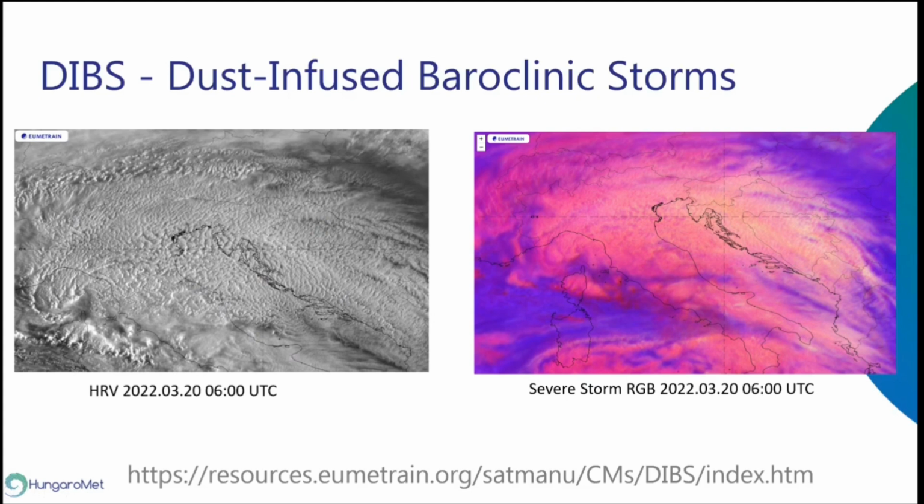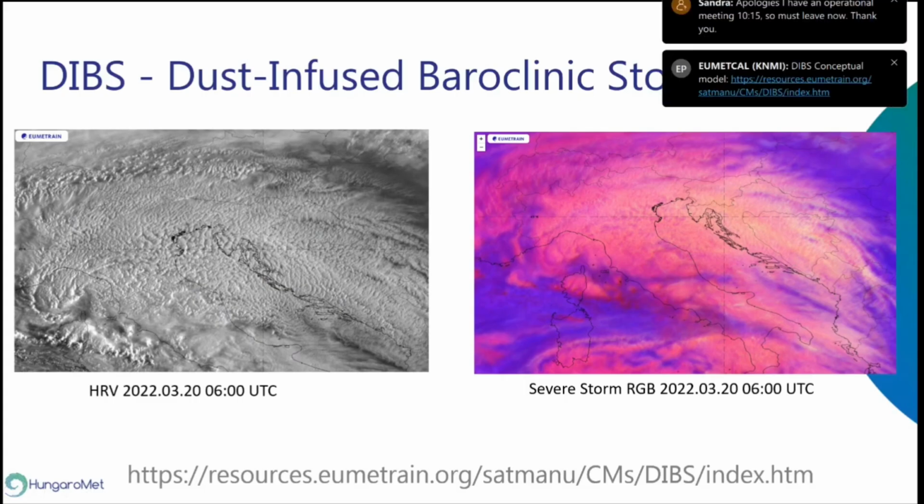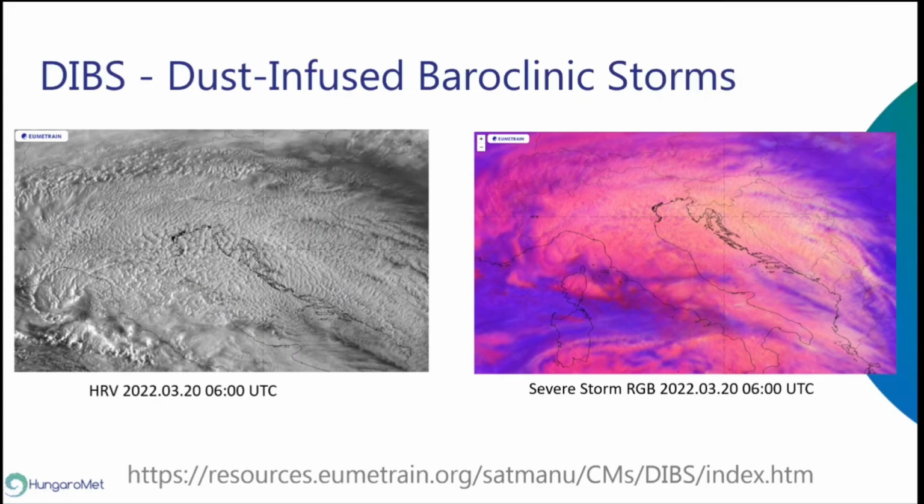I won't go into details why this is happening, but there is a very nice resource on the EUMeTrain website, in the SatManu, which tells you about this conceptual model and what is most likely going on in the storm tops, and why these special cloud tops appear. So if you are interested, please go and visit the SatManu and read. There are 2 different theories, but they are partly overlapping.